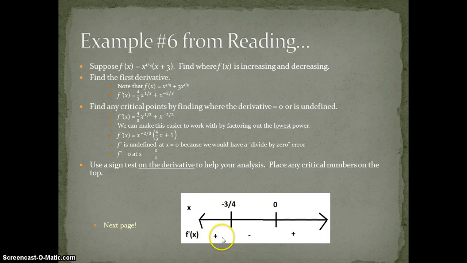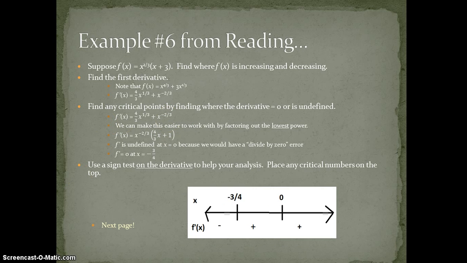In this case, we take a number that's less than negative 3/4, like let's say negative 5 million. Well, negative 5 million to the negative 2/3 is going to be a positive number because we've got that squared there. And we get a negative 5 million times 4/3 plus 1. And sorry about that. I had an error in my sign test. It should go negative, positive, positive, all right, when you do your test.